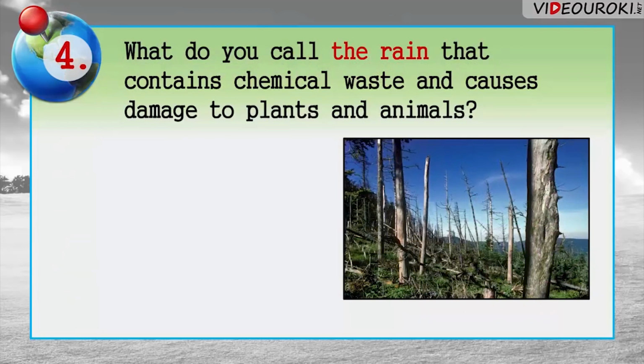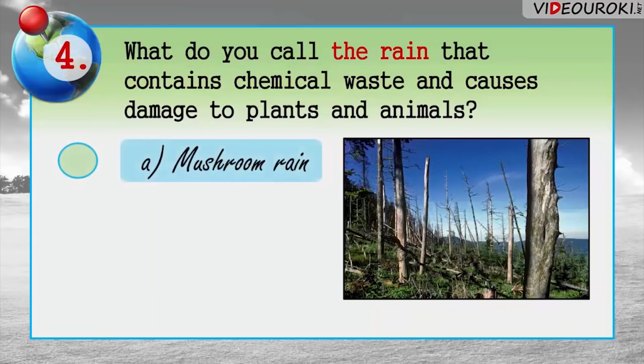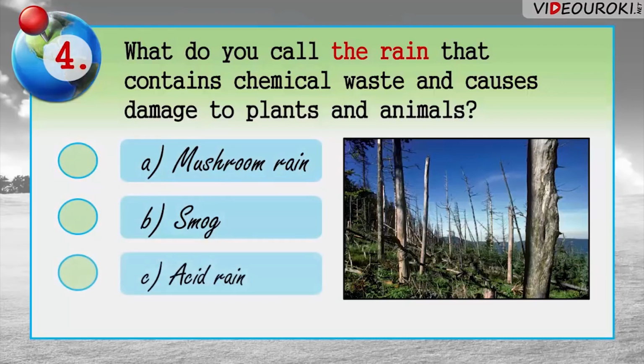Question number 4. What do you call the rain that contains chemical waste and causes damage to plants and animals? A. Mushroom rain. B. Smog. C. Acid rain. Correct answer is C. Acid rain.